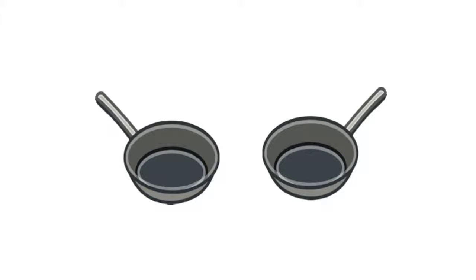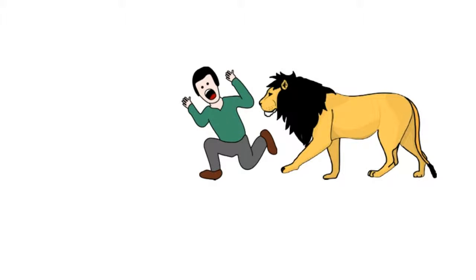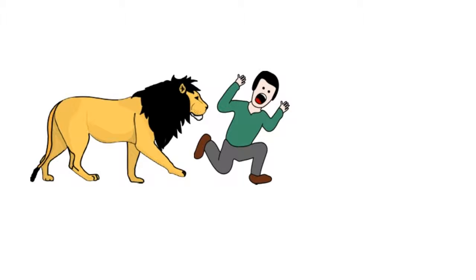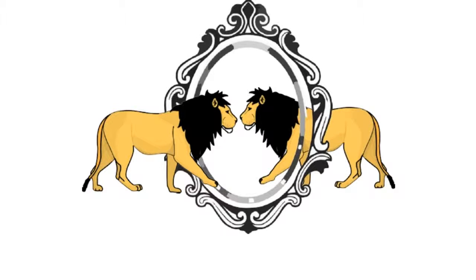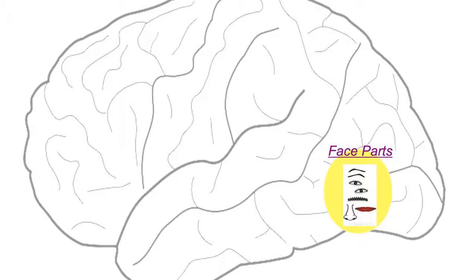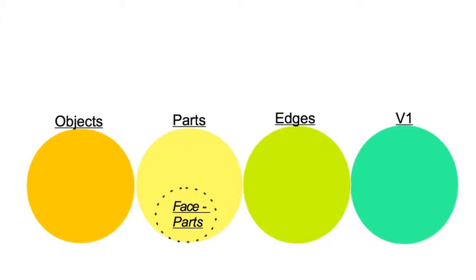Note that both of these objects are exactly the same pan, and that a lion can eat you whether it comes from the right or from the left. Therefore, the object recognition system treats an object and its mirror reflection as the same thing, which is called mirror invariance. In the previous videos, we've looked at a cortical area that represents parts of faces. The face part area is within the object part area. The face part area connects to a face area, which is within the object area.